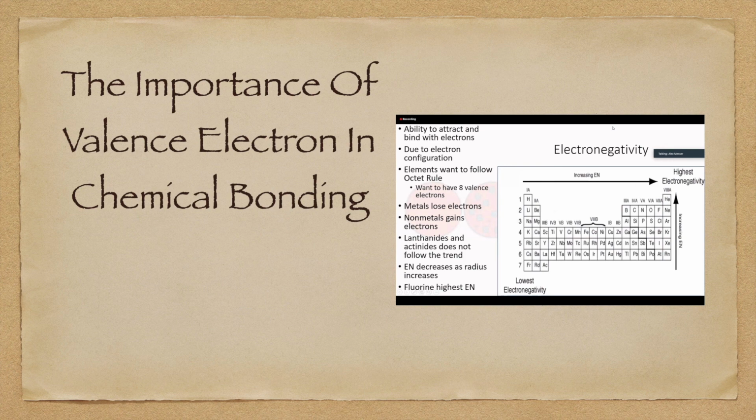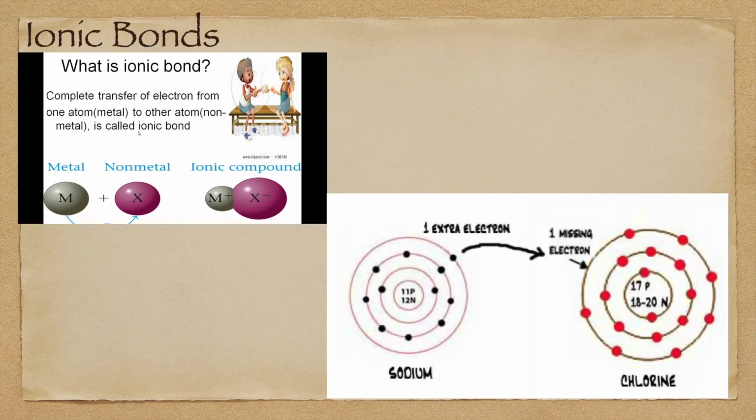Electronegativity decreases as the radius of the atom increases. So the more shells it has, the lower the electronegativity. Fluorine has the highest electronegativity. If you can see the chart, going to the right increases and going to the top increases. That's how electronegativity plays a role in bonding. It plays a very significant role and determines what type of bond it will get, such as an ionic bond.